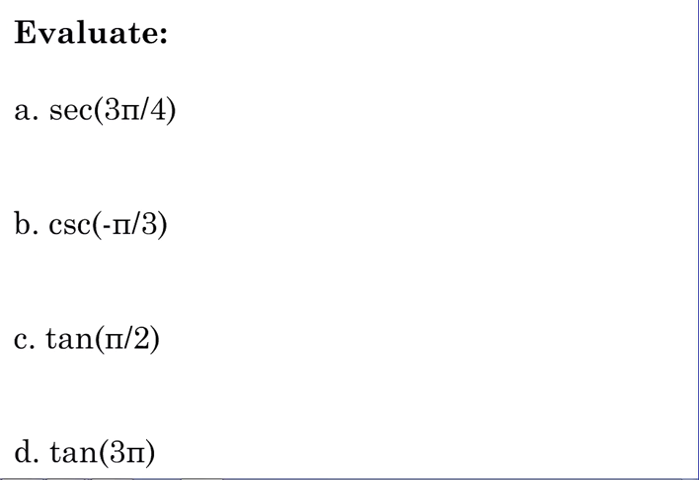Okay, so we've got to evaluate the secant of 3 pi over 4. The first thought that we should have is that secant is the reciprocal of cosine. So it's 1 over the cosine of 3 pi over 4.